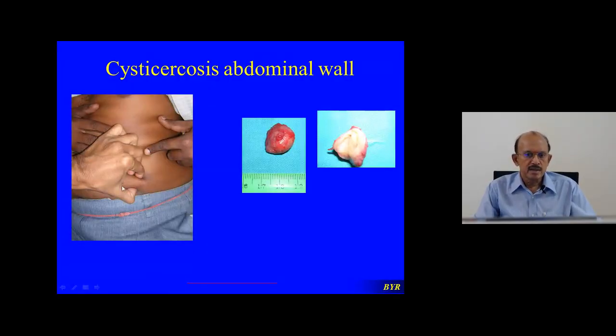You can see this is the subcutaneous swelling, a spherical swelling. So the swelling is removed here. You can see when it's cut open, you will see a thick walled cyst with little fluid or embryo inside it. It's just like a hydatid cyst.